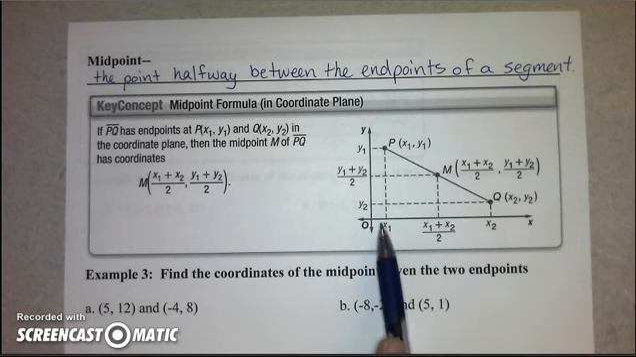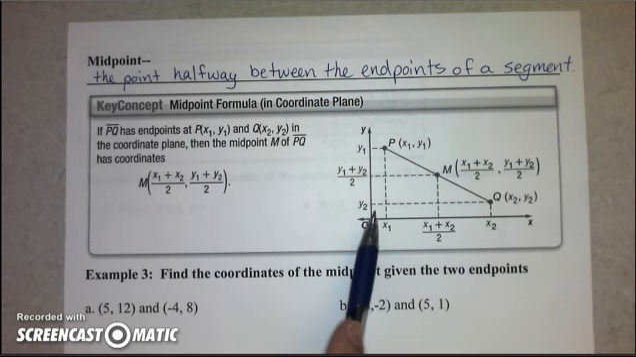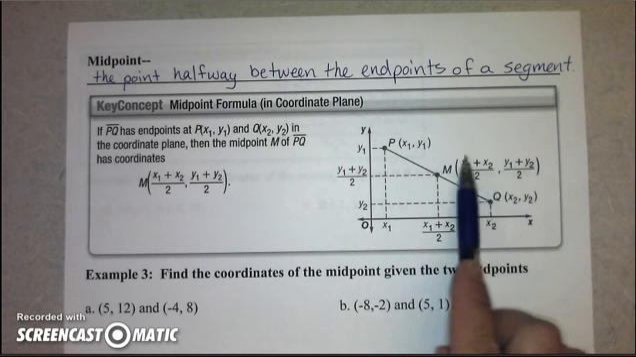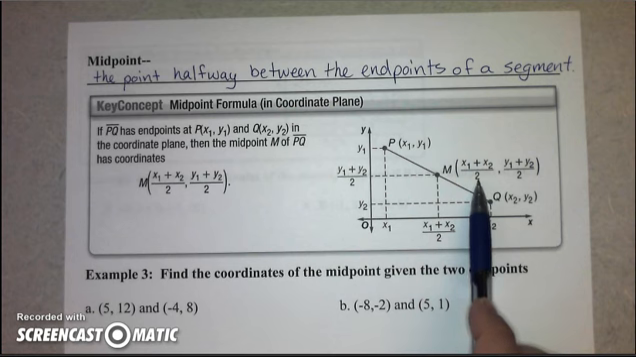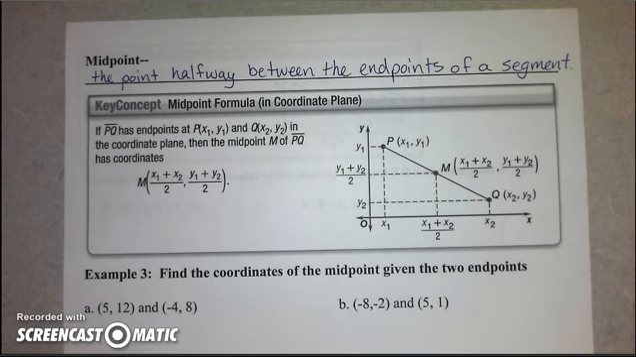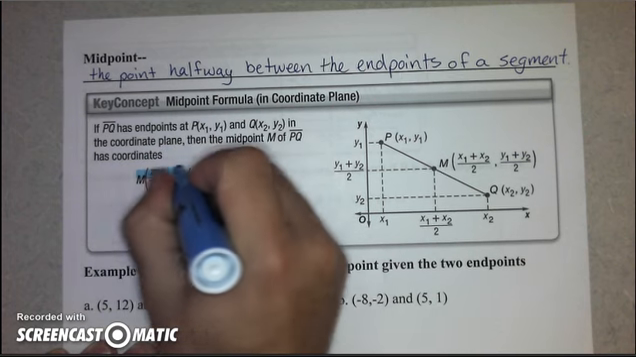Okay, we're halfway between the two x values, and halfway between the two y values. That ends up being the average of each coordinate. So remember, to find the average, you add them up and divide by how many there are. And so that's how we find that. This is another very important formula that you'll want to memorize.